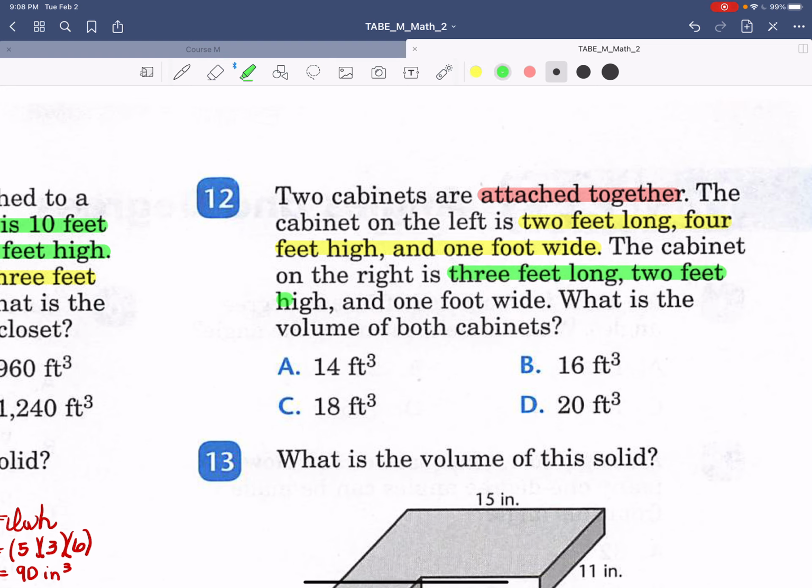So here is the left cabinet that I highlighted in yellow. 2 by 4 by 1. I can do this one in my head. That's going to be 8 cubic feet. And then the green one is 3 by 2 by 1.